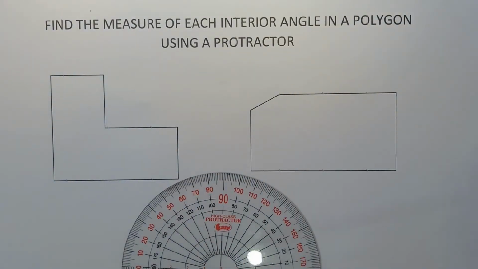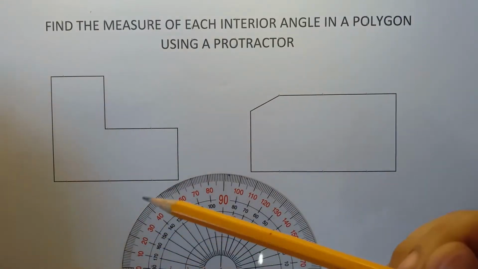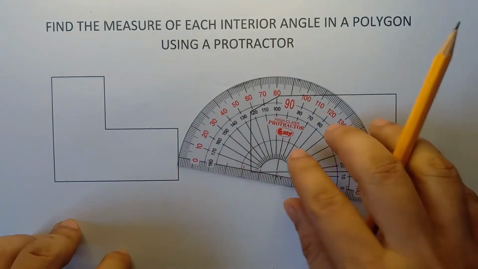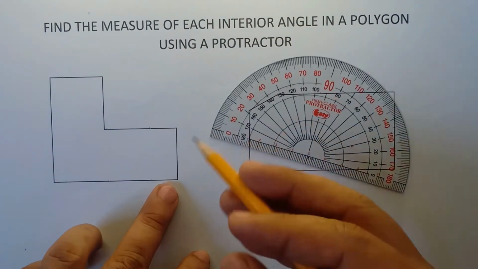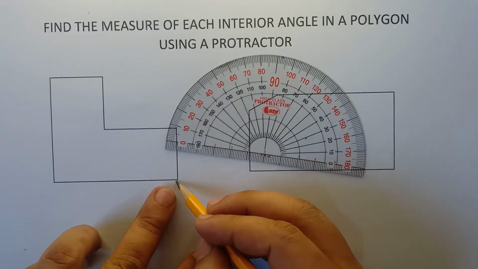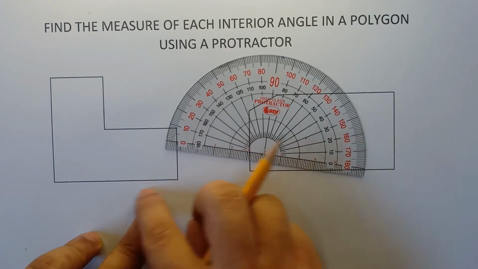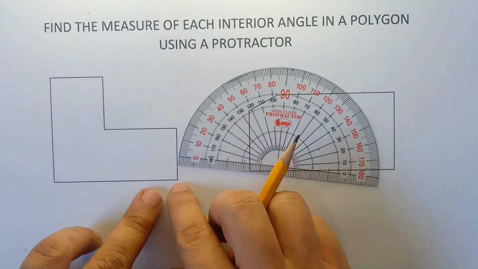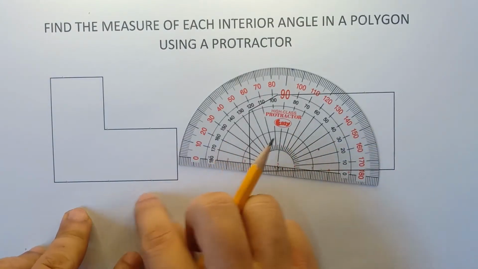Alright, so this time, class, we'll be focusing on finding the measure of each interior angle in this given polygon. Let's start with this one. To find the measure of this angle right here, we align the center part of our protractor on this given vertex, and then we align 0 on this horizontal line.